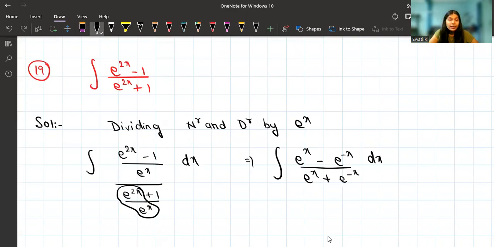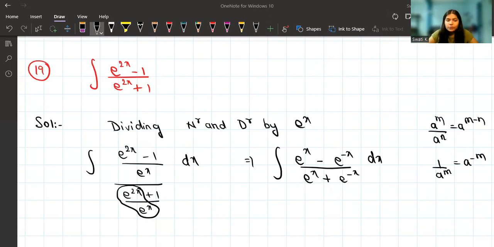Here, if you have any doubt how I did this, make sure you watch that video on the property of exponent, because I'm just using the property of exponent here. That is simply a raised to m upon a raised to n is a raised to m minus n. Or I'm using 1 upon a raised to m as a raised to minus m. That is it. So I have finally this expression, and now I have to decide what I'm going to substitute.